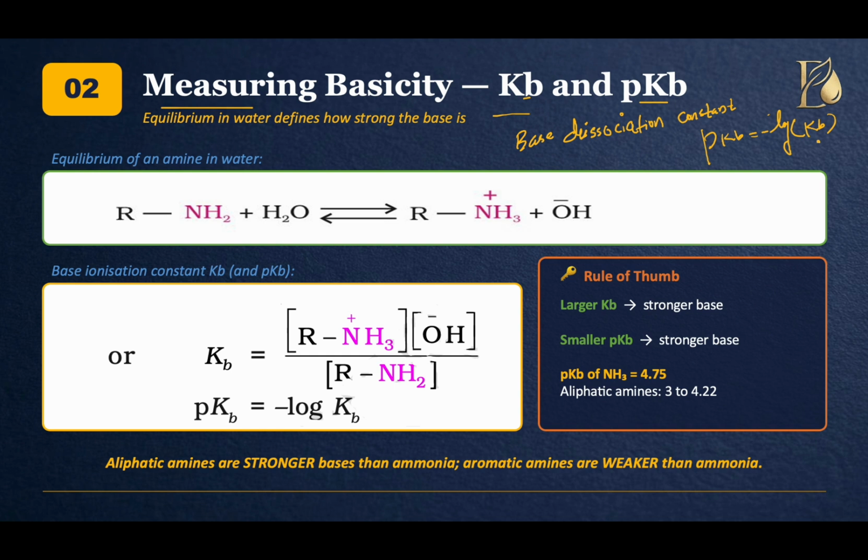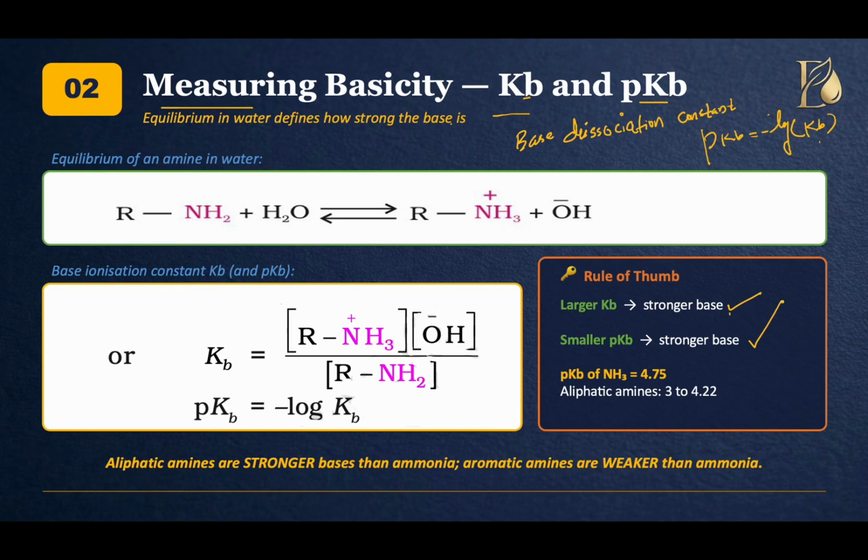And the Kb measures the strength of a base in aqueous solution. So a higher Kb value indicates a stronger base. If the Kb value is larger, that means the base is stronger. On the other hand, pKb is the negative logarithm of Kb. So a lower pKb value means a stronger base. Therefore, strong bases have high Kb values and low pKb values.